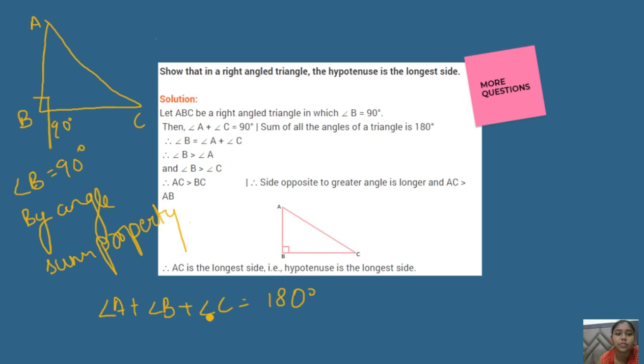Okay, so this is the angle sum property. So in this particular property, what we'll get is this.